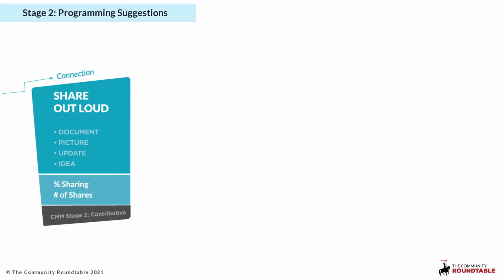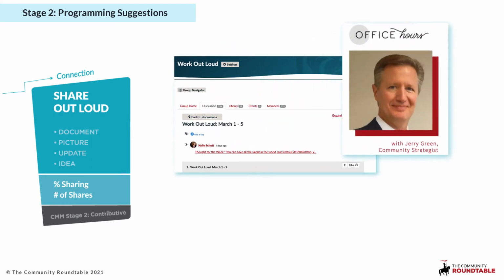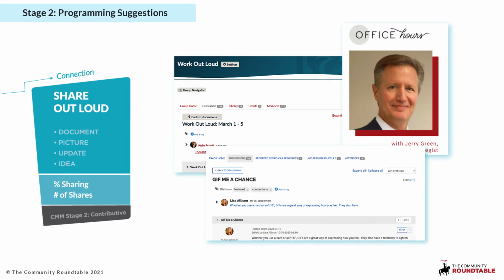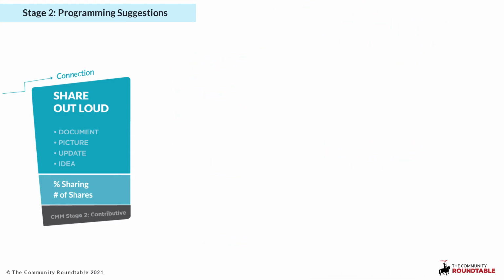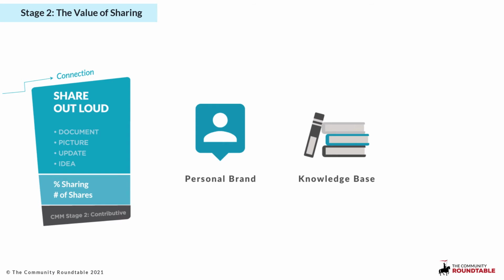To encourage activity in the sharing stage, you can offer programs like weekly work out loud threads, show and tell sessions at a regular cadence, regular office hours, and meme-based threads that encourage members to share simple ideas, photos, or perspectives. The value in the sharing stage is that members begin to build their personal brand in the community. Sharing helps build a persistent, searchable knowledge base, and it mirrors and reinforces the culture within a community. Sharing also helps people feel more connected to the community through their contributions and can act as a creative outlet for members.